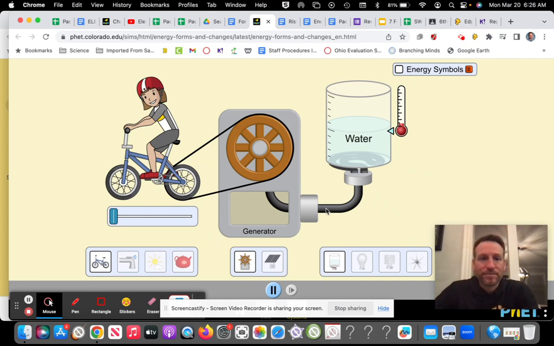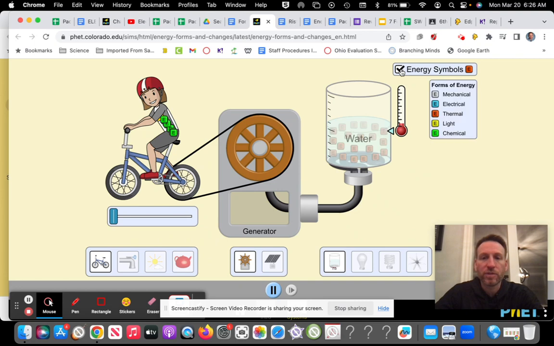Okay. First thing, which is really important throughout this entire lab, it's going to be really hard to do the lab if you do not have this energy symbols box checked up here in the right corner. So please click that energy symbols.